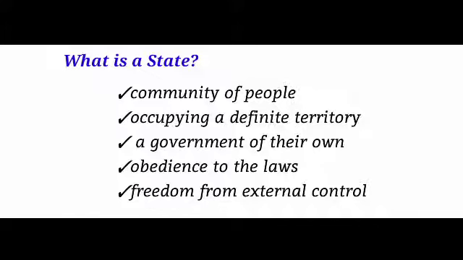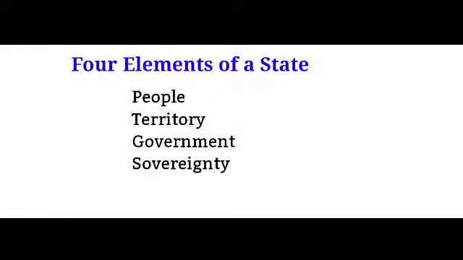What is a state? A state is a community of people, more or less numerous, permanently occupying a definite portion of territory, having a government of their own, to which the great body of inhabitants render obedience, and enjoying freedom from external control. From the definition above, we derive the four elements of the state, which are people, territory, government, sovereignty.